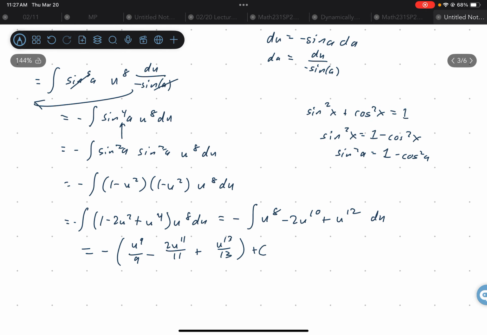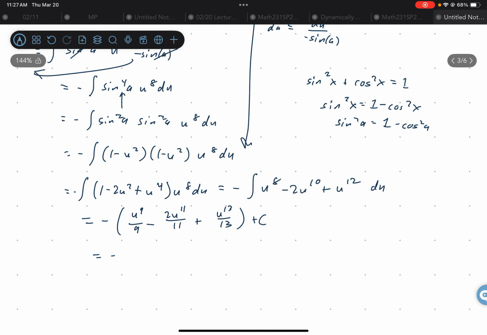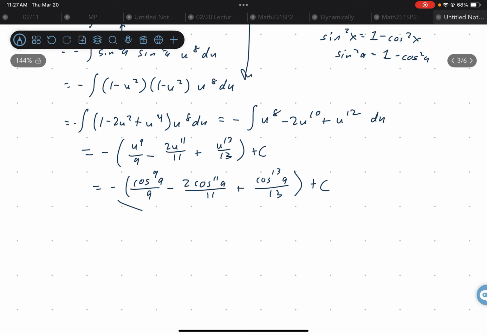And then of course you have to substitute the u back in down here. So it's going to be negative cosine to the 9a over 9 minus 2 cosine to the 11a over 11 plus cosine to the 13a over 13 plus c. There you go. And you can distribute the negative 1 if you want, but that's how that will go.